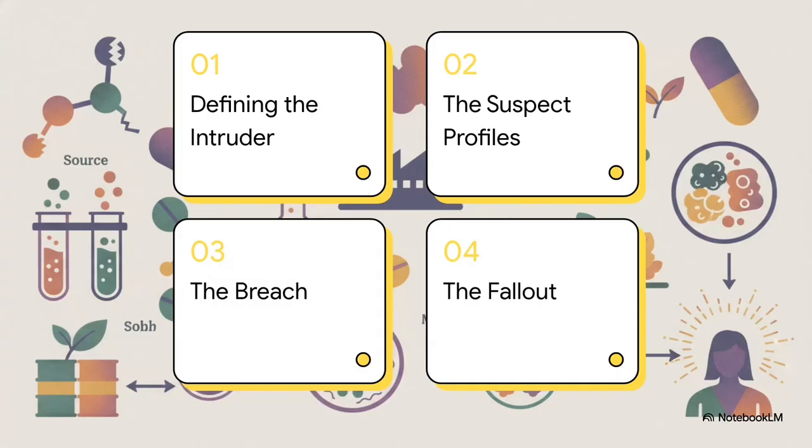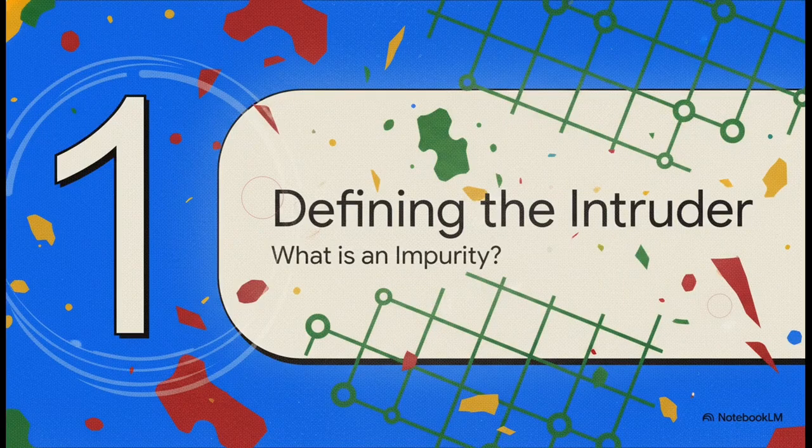So, here's our quick roadmap for today. First, defining the intruder. Second, the suspect profiles. Third, the breach. And finally, number 4, the fallout. Let's get into it. Starting right off with Section 1, defining the intruder.